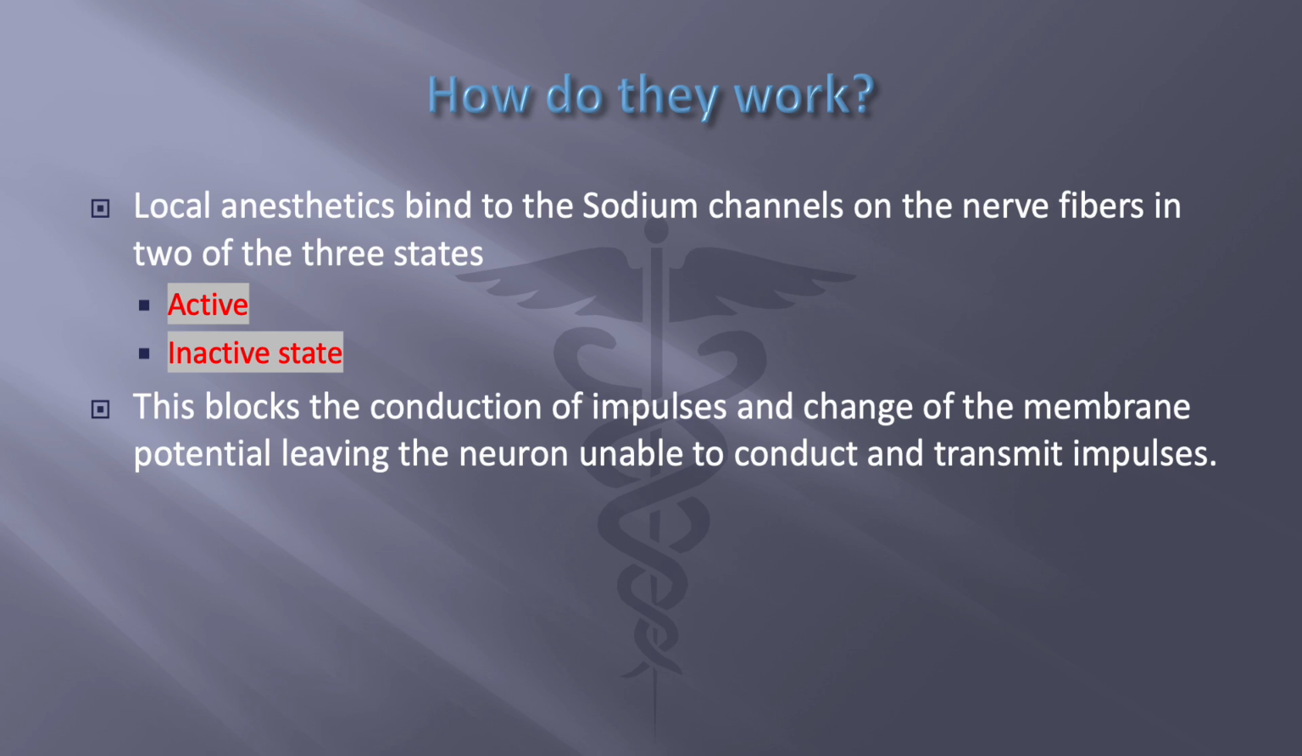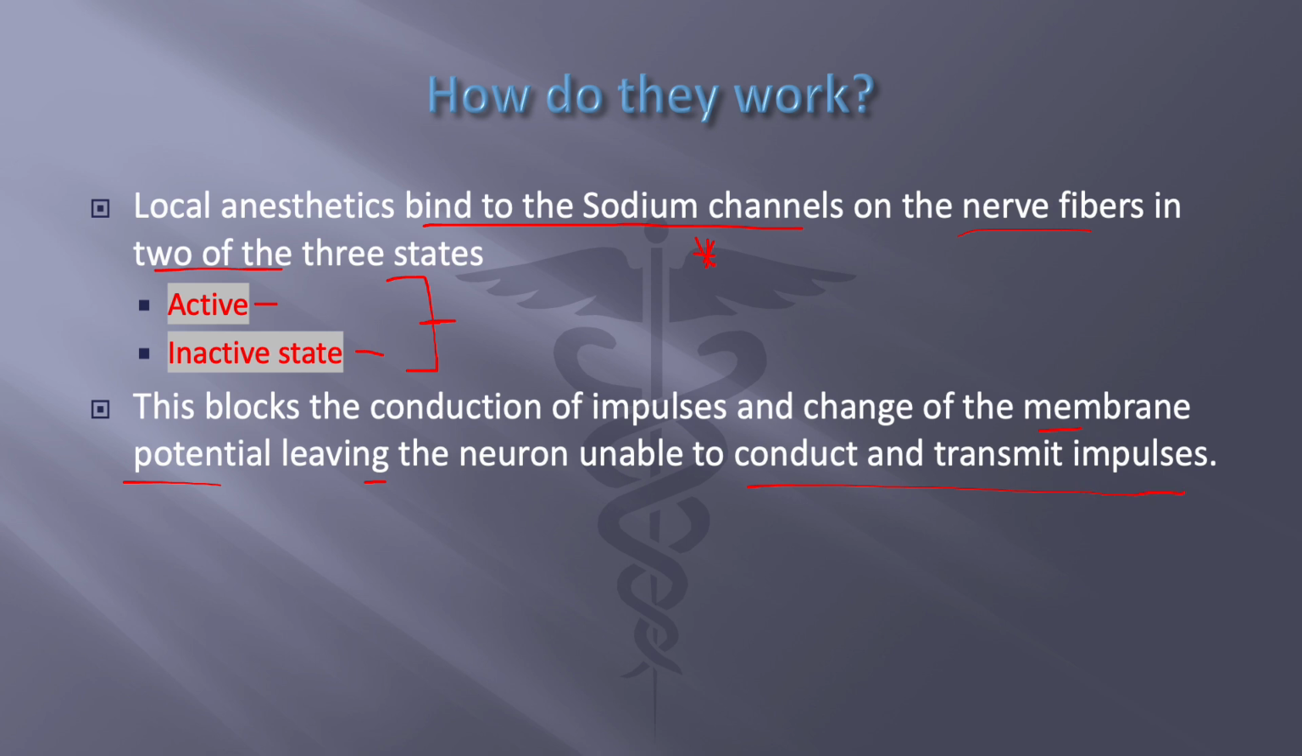Okay, so when we start looking at the mechanism of action of local anesthetics, they're going to bind the sodium channels on nerve fibers in two of the three states that these sodium channels exist in. Okay, they're going to bind in either the active or inactive state. All right, and this is talking about the state of the sodium channel. When we bind that alpha subunit on these sodium channels, this is going to block the conduction of impulses and change the membrane potential. All right, when we change the membrane potential, it's going to leave the neuron unable to conduct and transmit impulses.